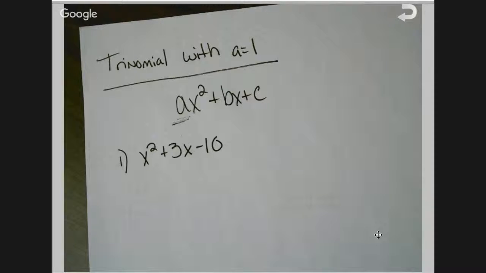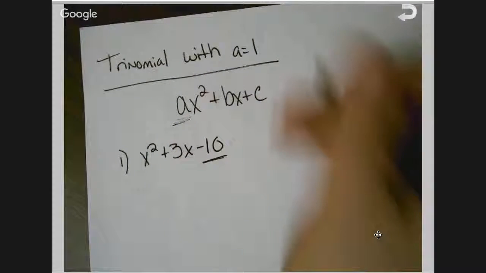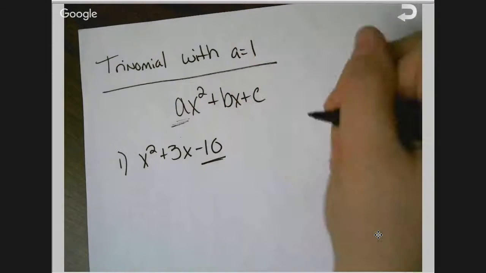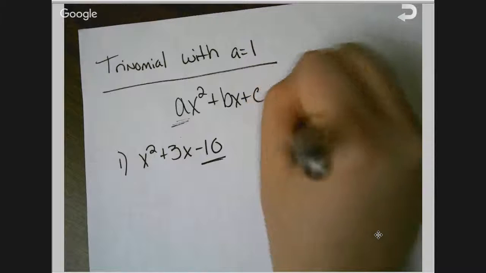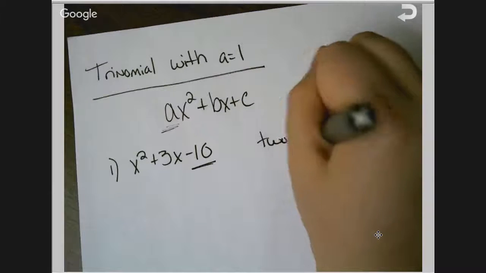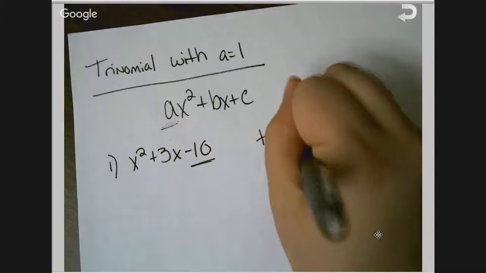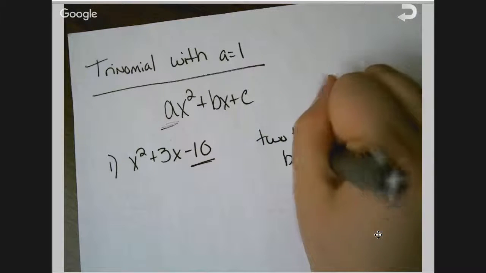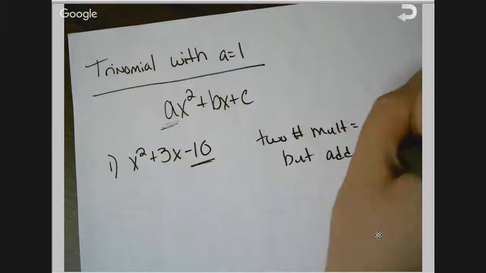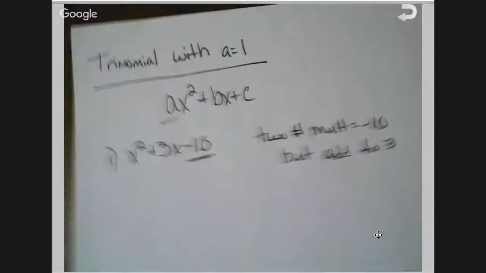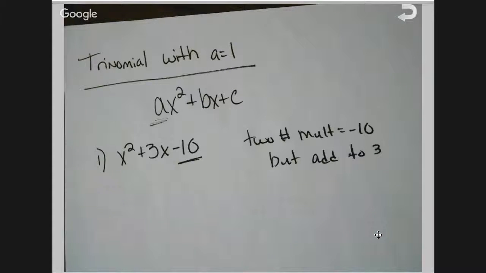Okay, it's really not that bad. All you do is you look at this last number and you say, what are two numbers that multiply to get negative 10 but add to 3? It's always multiplies to the last, adds to the middle.